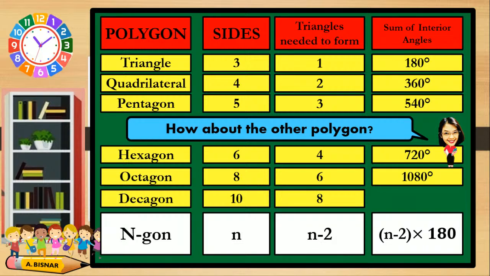Diba after you subtract, you multiply it to 180. So, meron ng tama ang sagot. So, the answer is 1,440. Again, you will subtract 2 from the number of sides. After you subtract 2, you will multiply it to 180. Okay?